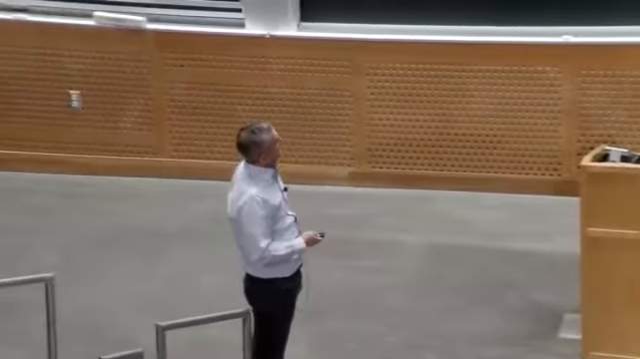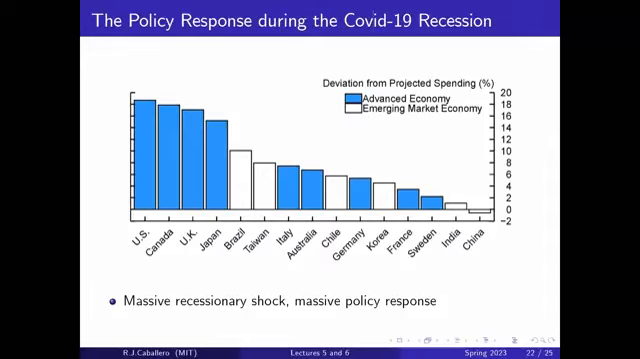So there you have it. Big recession, huge recession, massive policy response, both monetary of a conventional and unconventional kind, and fiscal. And again, this was not unique to the US. It happened essentially everywhere. China is a little different for reasons I think I mentioned in the first lecture, but I may talk more about that later.